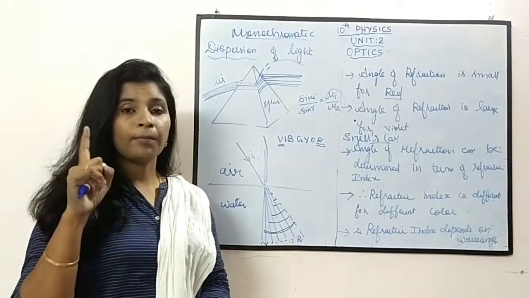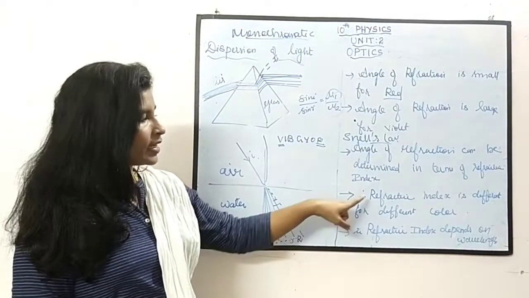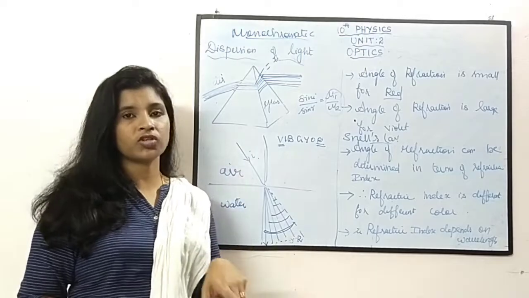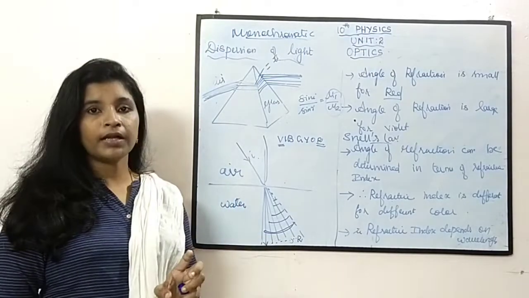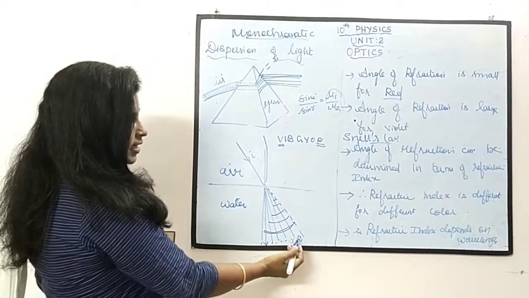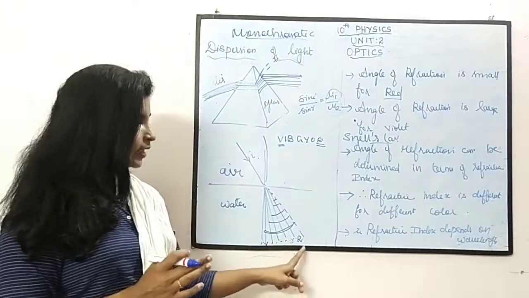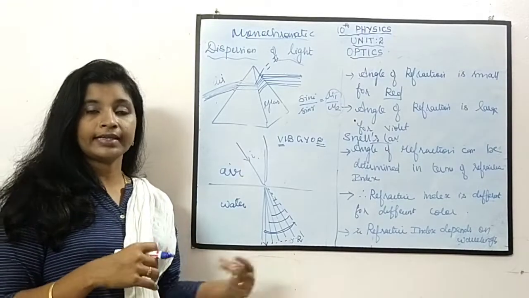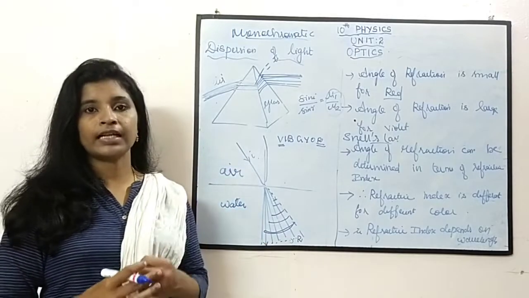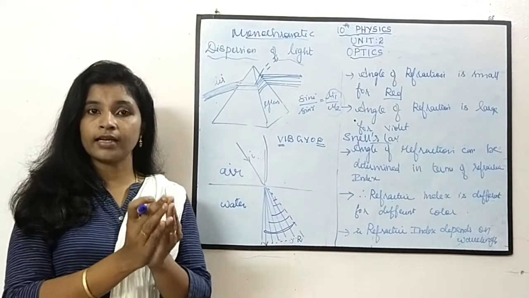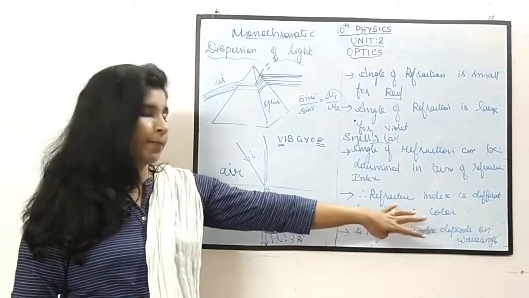Colors means what? By what term do we mention the color? Wavelength. So finally we can say the refractive index depends on the wavelength. If the wavelength increases, the refraction angle decreases. For red color the angle is very small, and for violet it is very large. So finally we can conclude that the refractive index depends on the color, and color we express by wavelength. So finally we can say that refractive index depends on the wavelength.